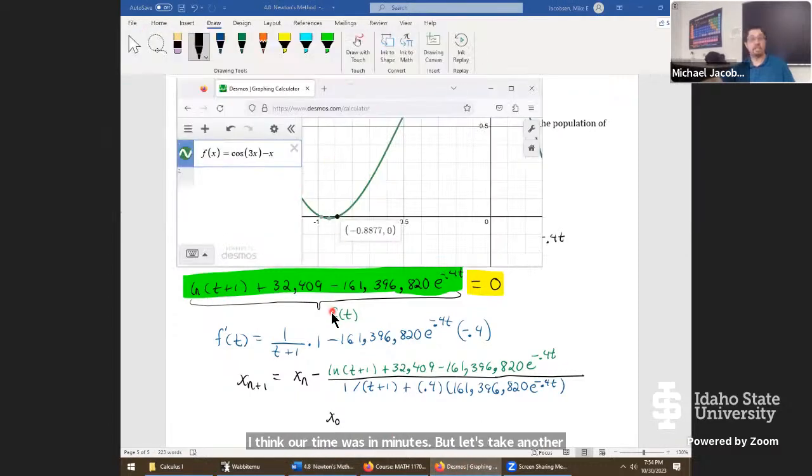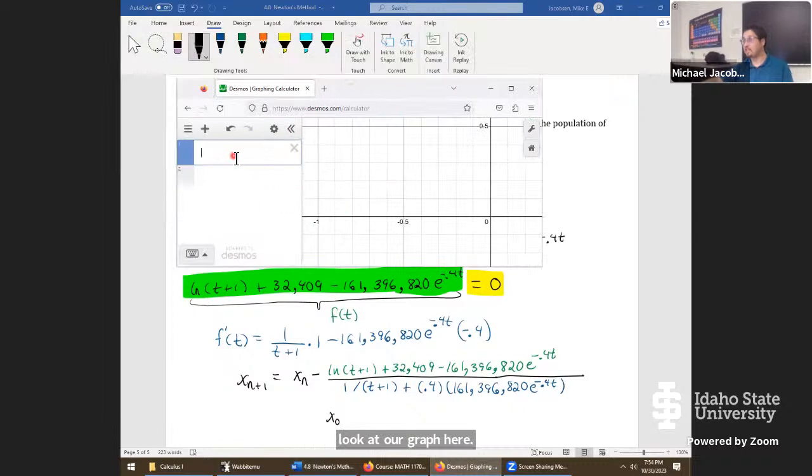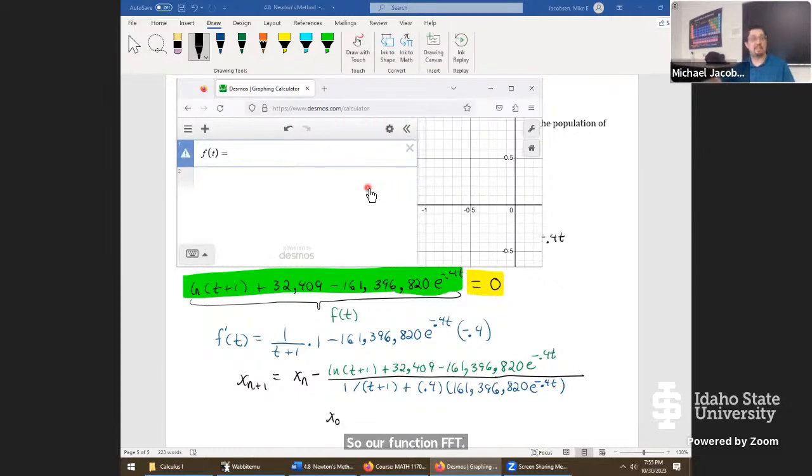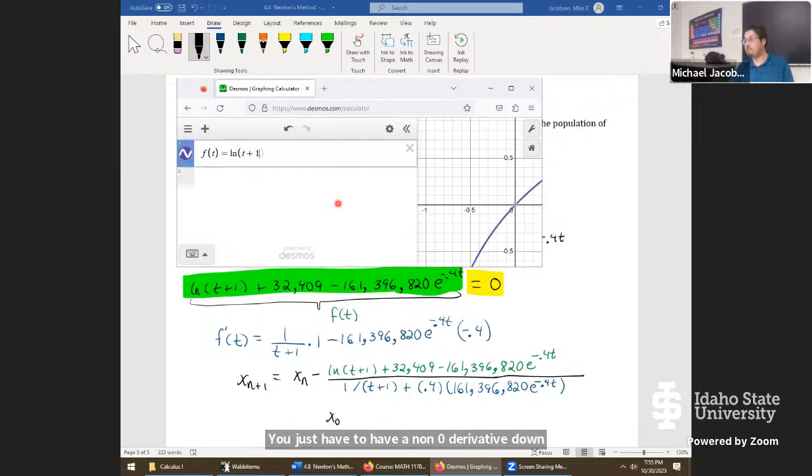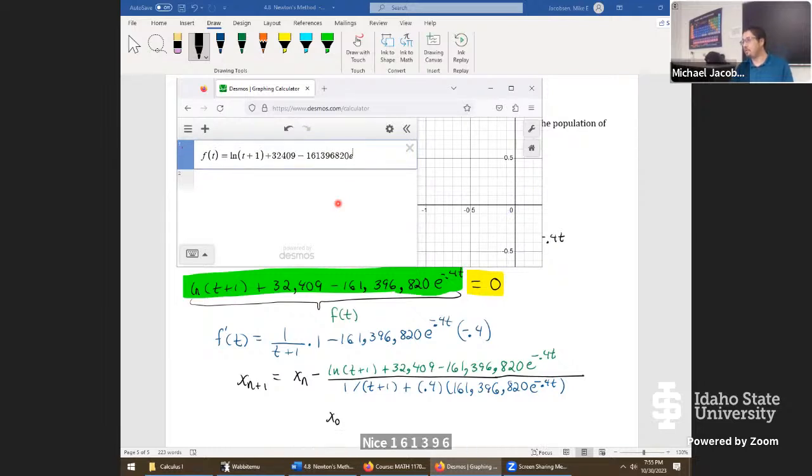I'm going to put in f of t just to get a feel for where everything is. So our function f of t is very nasty this time, but that's okay. Newton's method doesn't care. We just have to have a non-zero derivative down there. So natural log t plus 1 plus 32,409 minus 161,396,820 e to a power of negative 0.4t. So we've got our function in.